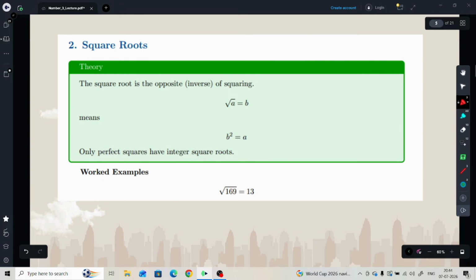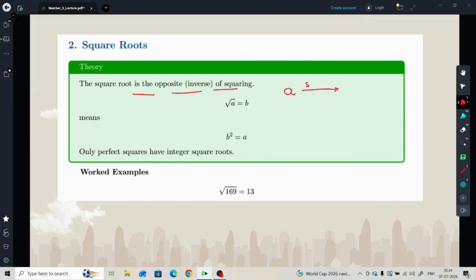Fine. Now there's something called square root. Square root is the inverse of squaring. What does it mean? Let's say I take a number a and square it, that means I'm multiplying the number by itself, so I get a square. But when I reverse it, if I want to move from a square back to a, that is known as square root.